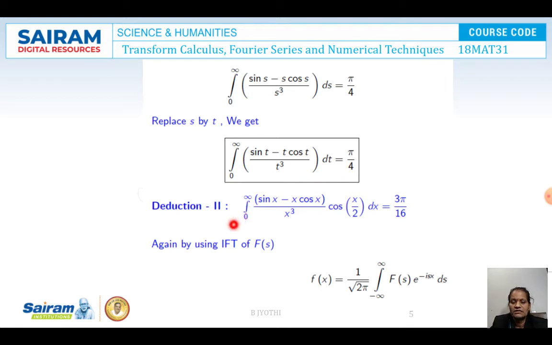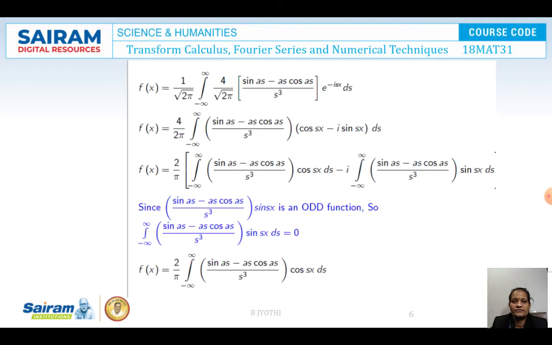Next one, second deduction: the integral of (sin x minus x cos x) divided by x cube into cos of x by 2 dx is equal to 3 pi by 16. Again, we will consider the inverse Fourier transform formula of f of s. Then f of x equals 1 upon root 2 pi into 4 divided by root 2 pi into (sin as minus as cos as) divided by s cube into e power minus isx.